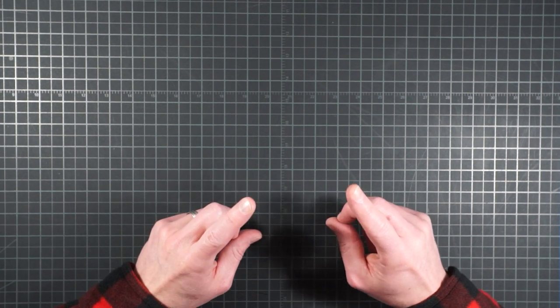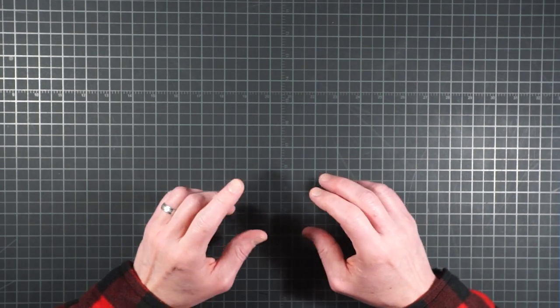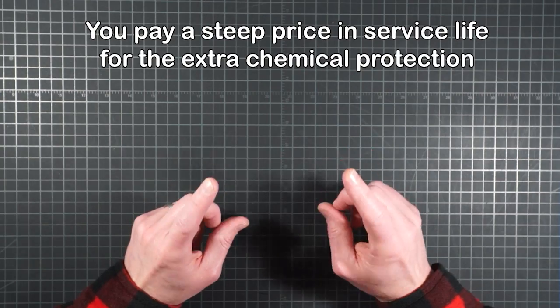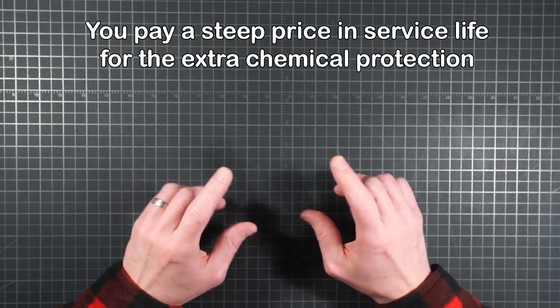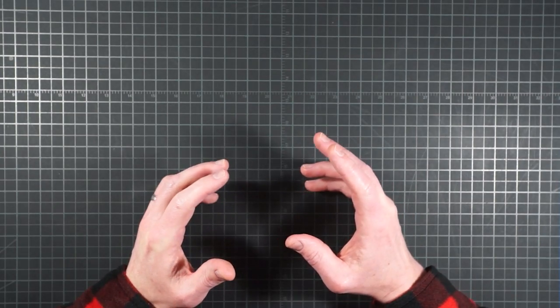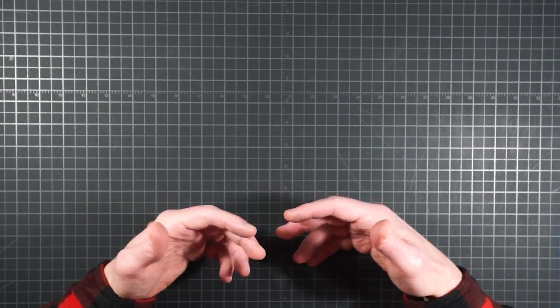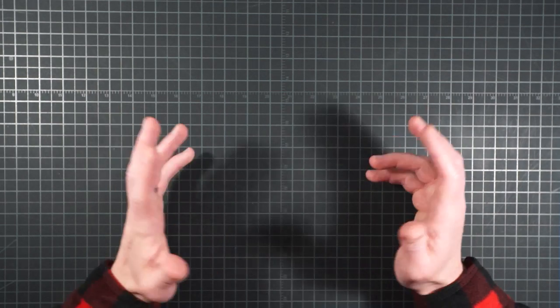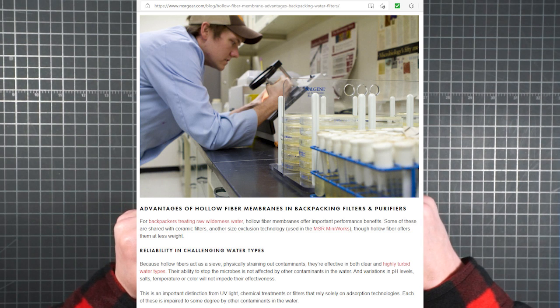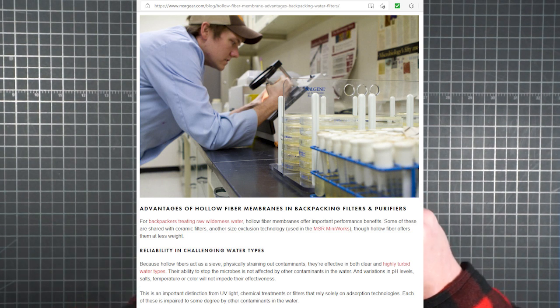So that is a lot more virus protection than any adsorption filter I could find. Of course, it's without the chemical reduction. You pay a steep price in service life for that extra protection. Another, at least potential problem for the adsorption process is the possibility of electrochemical interference, or shall we say incompatibility. MSR's blog has an article on the advantages of hollow fiber membrane filters, and while they do have products to sell, their information tends to be pretty good. So I took note of this section on reliability and challenging water types.